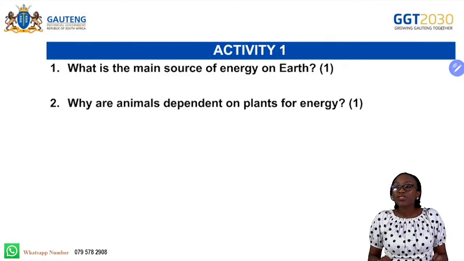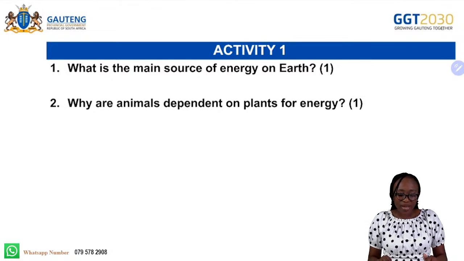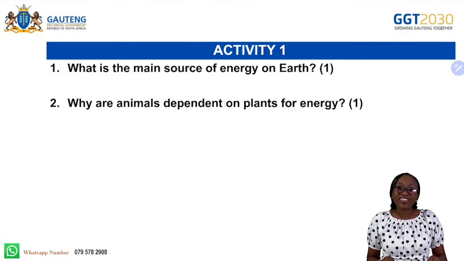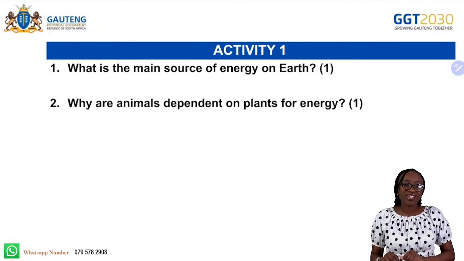Now, let's move on to our first activity in today's lesson. So question number 1. What is the main source of energy on Earth? For 1 mark. Number 2, why are animals dependent on plants for energy? I'm giving you 3 minutes to answer these questions, so take out your pens and books quickly and then write down the solutions to these questions. So see you after 3 minutes.